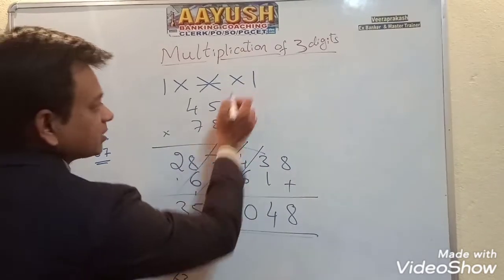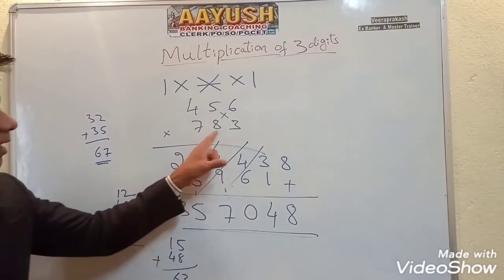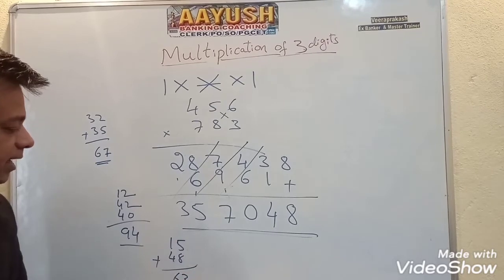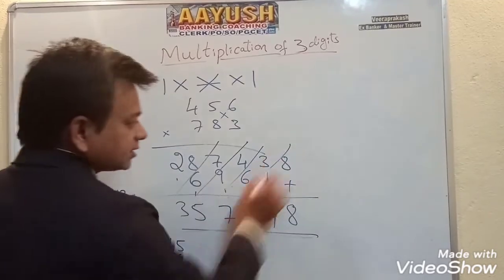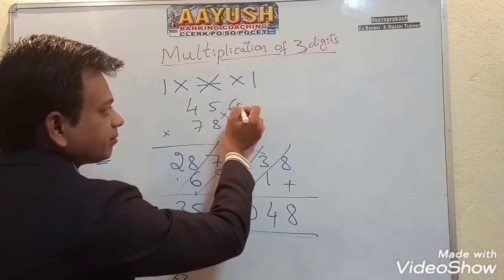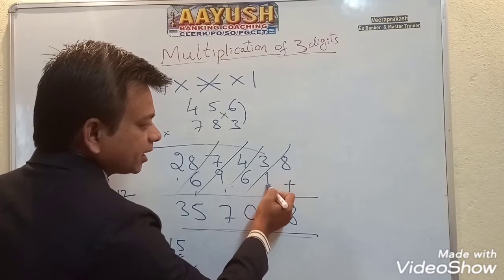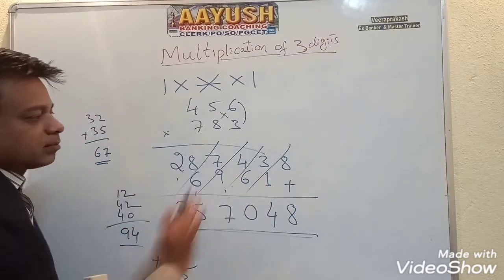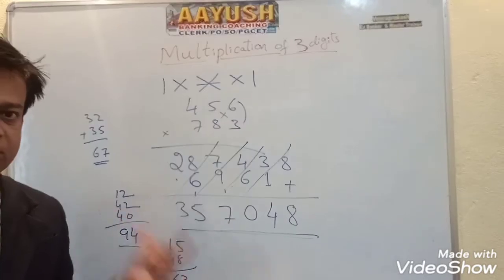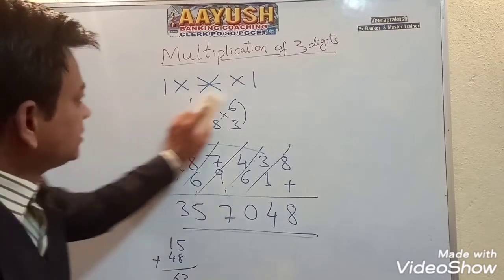Similarly, the X mark, these two parts: 5 3s are 15 and 8 6s are 48. After addition of these two, you will be getting 63. Again, 6 as carry, 3 in the main line. And finally, the straight mark, 6 3s are 18, 1 as carry, 8 here. Then normal addition. So this will be the answer for 456 into 783.